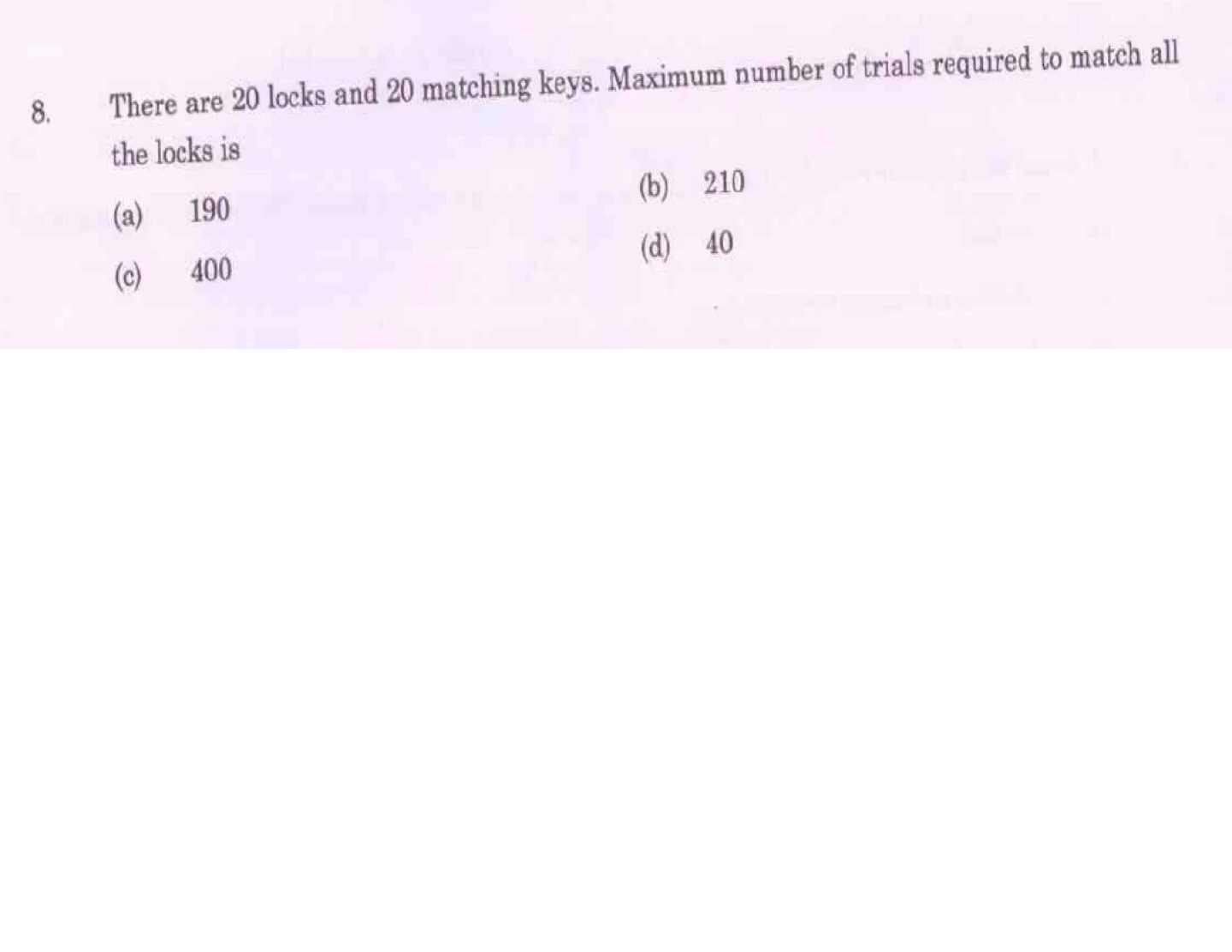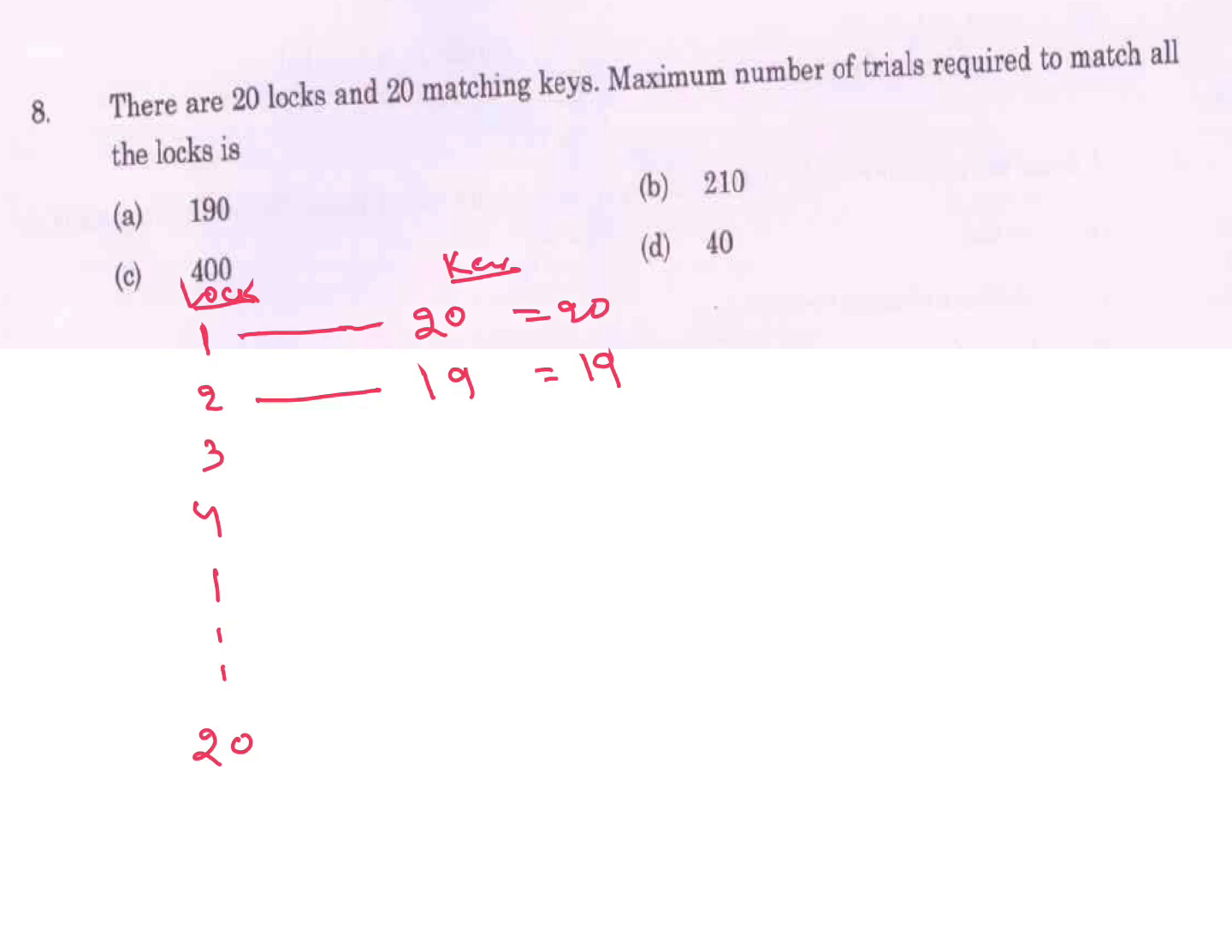Next, there are 20 locks and 20 matching keys. Maximum number of trials required to match all the locks is how much? 20 locks and 20 matching keys. So let locks be 1, 2, 3, 4, like this up to 20. Keys are like this. For lock 1, 20 keys are there, so the number of options is 20. For lock 2, 19 keys are there, so options are 19, here 18, like this. For the 20th, it's 1.